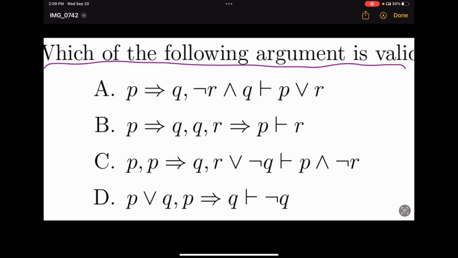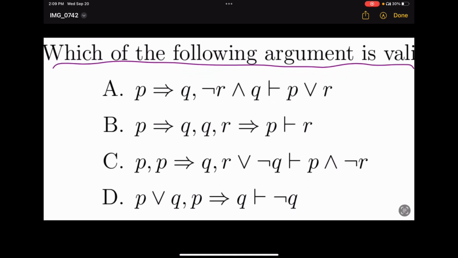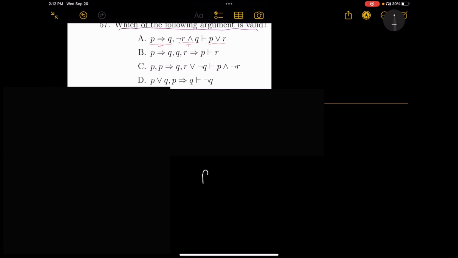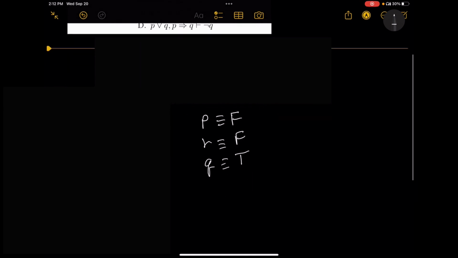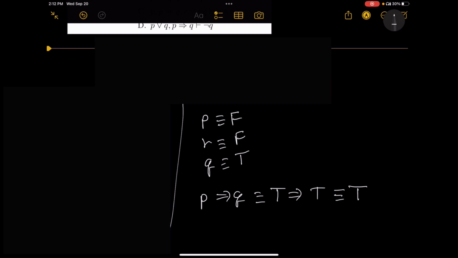Now, looking at option A, the question is whether it is valid or not. It is not valid, because if I take p to be false, r to be false and q to be true, then what do I get? I get p implies q. What is p implies q? P is true, which implies q. What is q? Q is true. True implies true. It is true.